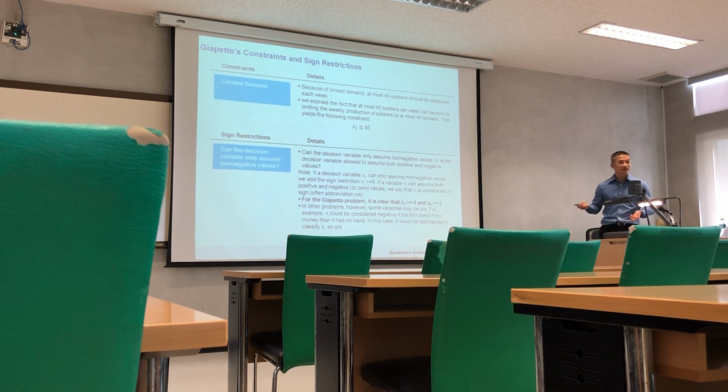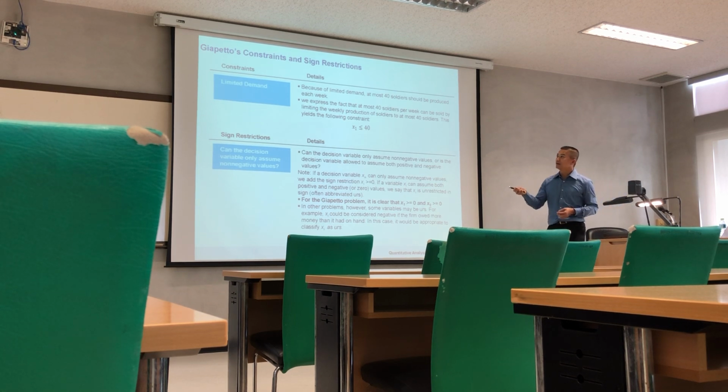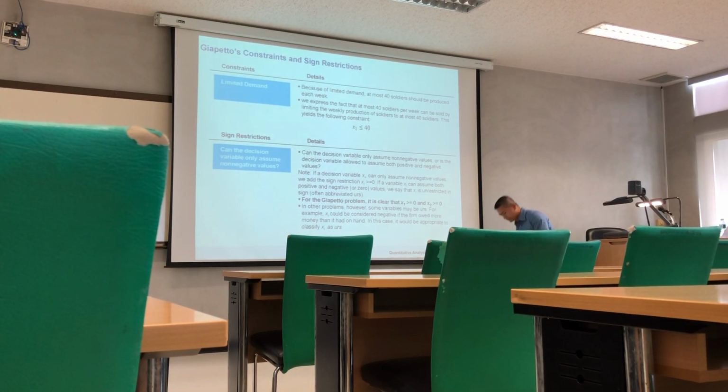Okay, next let's take a look at limited demand. At most 40 soldiers per week can be sold. So this gives this constraint: X1 must be less than or equal to 40.